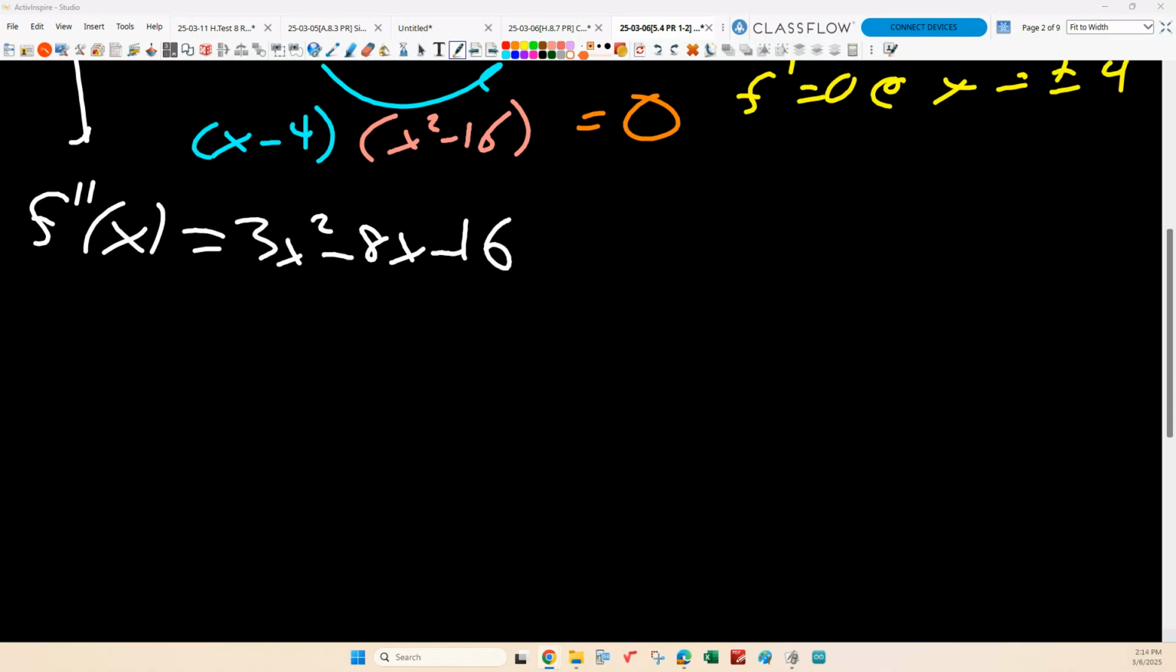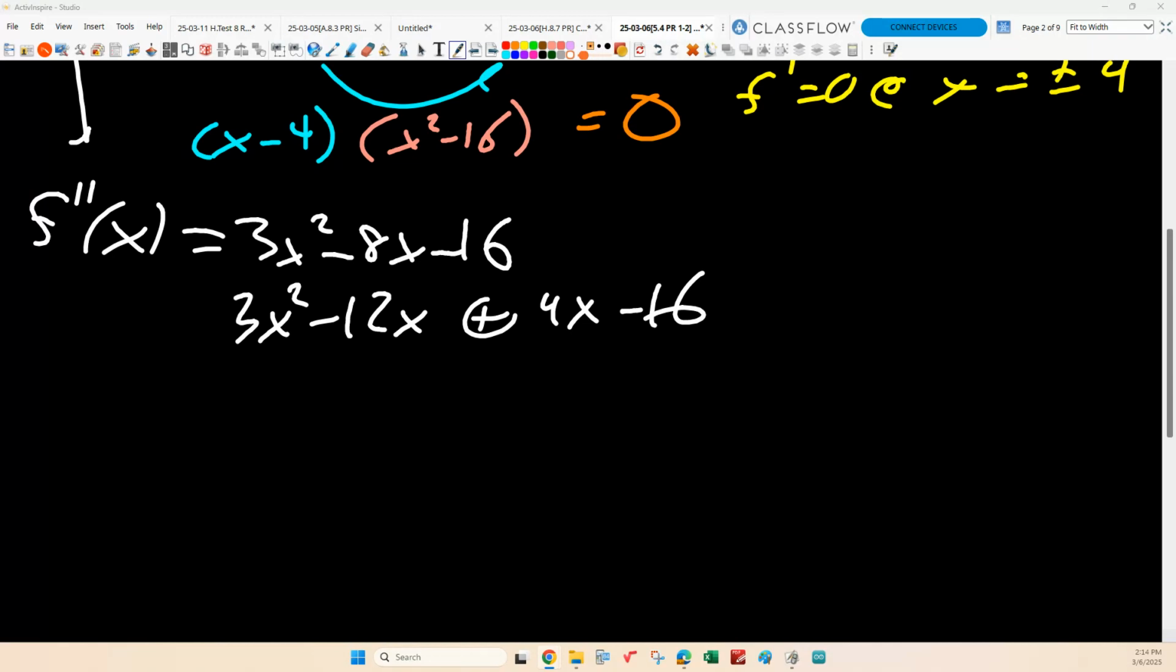Could we factor that real quickly? What would the magic numbers have to multiply to? -48, and add to -8. So what would they be? Yeah, -12, +4. So we could do this. We could split this into 3x squared minus 12x plus 4x minus 16, right?